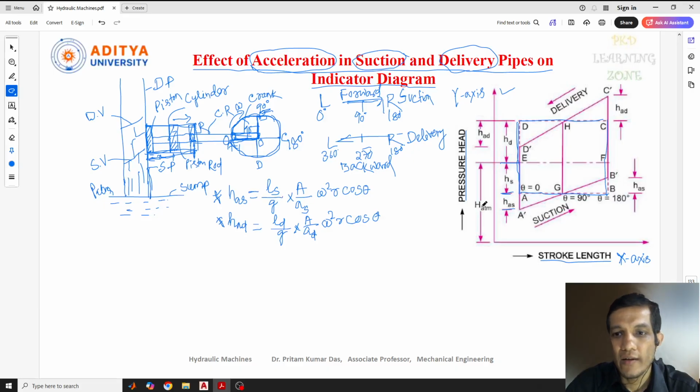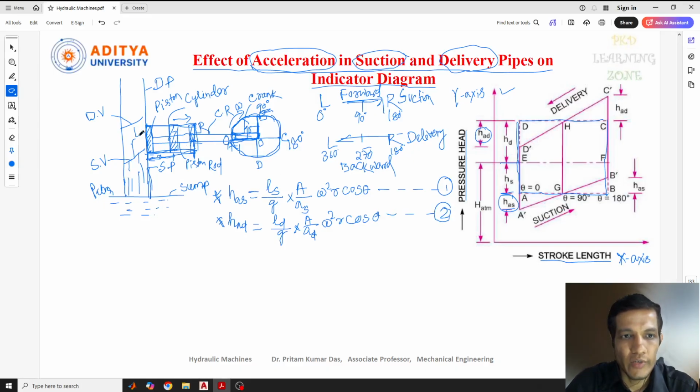Pressure head due to the acceleration, that is HAS. So this also needs to be considered here. Before going to this concept of HAS and HAD, one more term I will tell you. This is our equation we got previously, equation number 1, and similarly equation number 2.